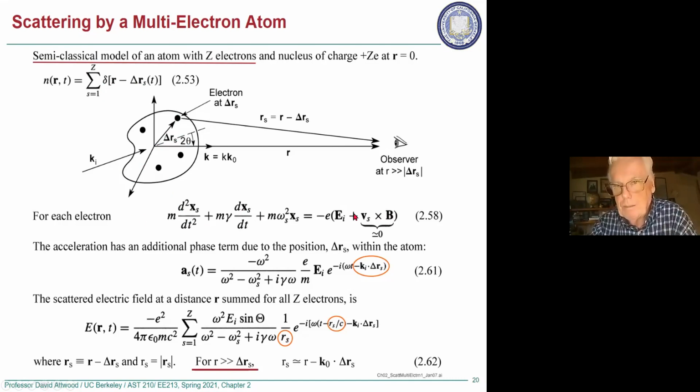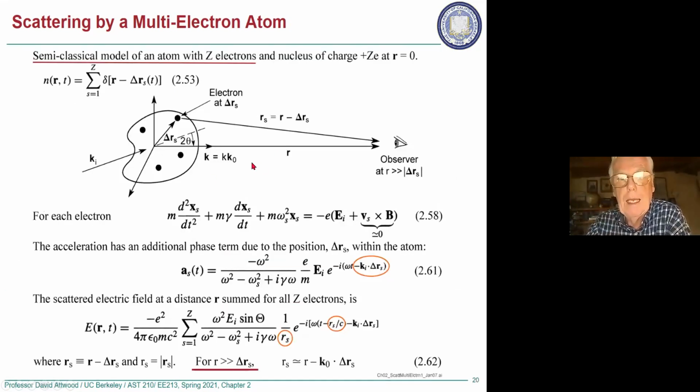We'll look at the same classical equation as before and calculate the acceleration as before, but a new term is going to appear, which is a phase term. All of the electrons are oscillating at the same frequency, e to the minus i omega t. So they're all doing that. But the radiation comes, let's say, to this electron here, and then it scatters in all directions. And you're interested in what was the path to get to your eye or your detector.